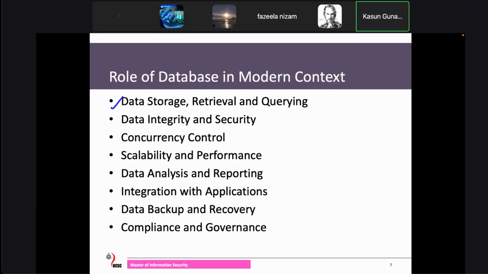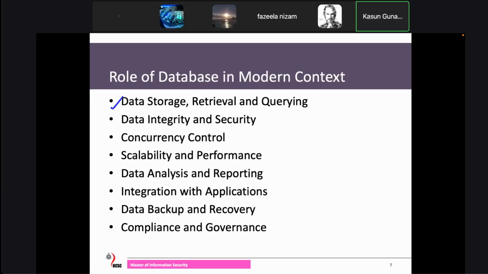And if we look at data integrity, so databases implement features to maintain data integrity, such as constraints, transaction-related integrity mechanisms, and also access controls. So these mechanisms ensure that data remains accurate, consistent, and reliable.